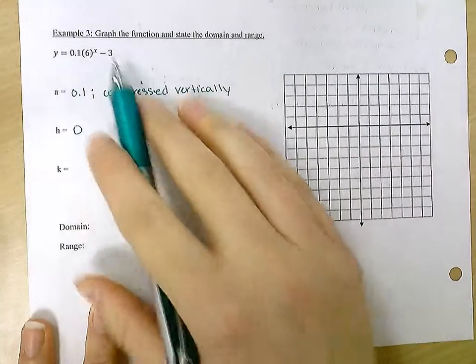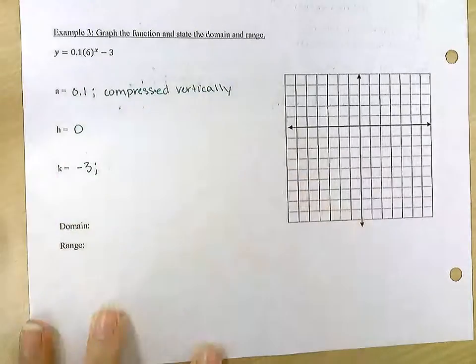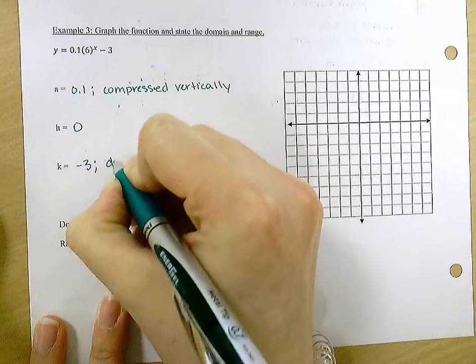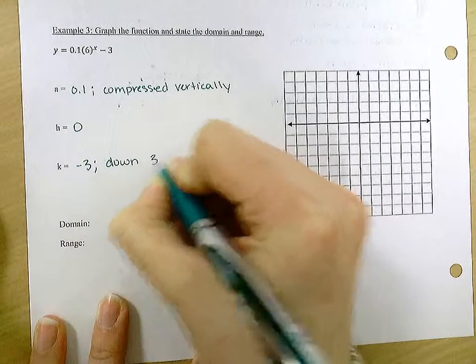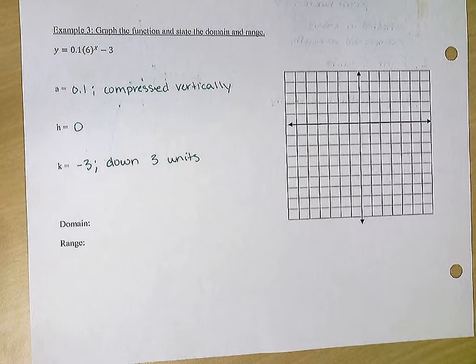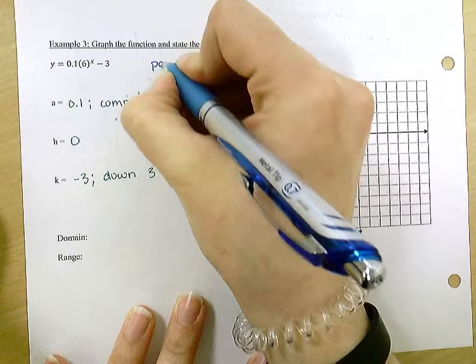Okay, then our k value here is going to be -3. So that means we are going to move down 3 units. So with our parent function, first we need to multiply that y value by 0.1, and then we can move it down 3 units after that. So our parent function would be what in this one?